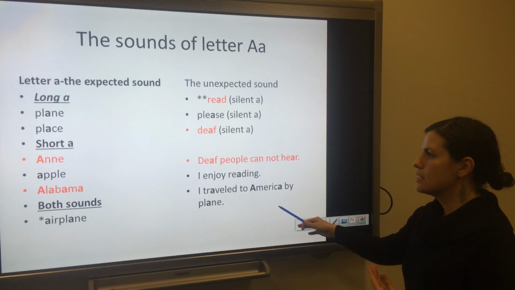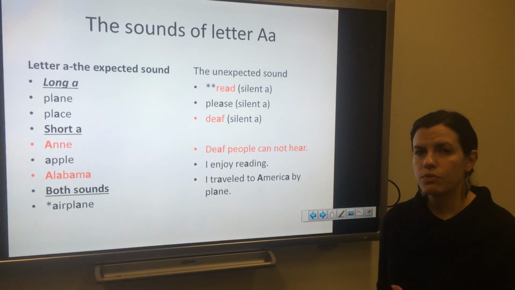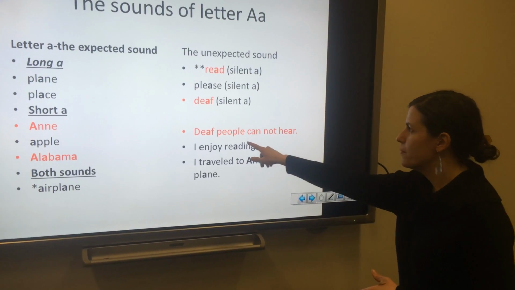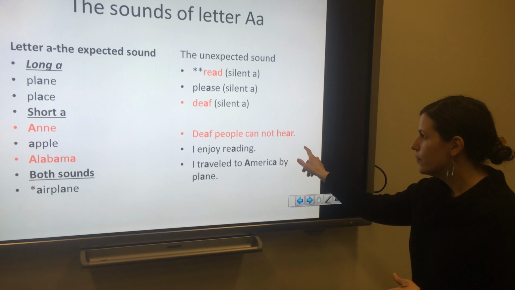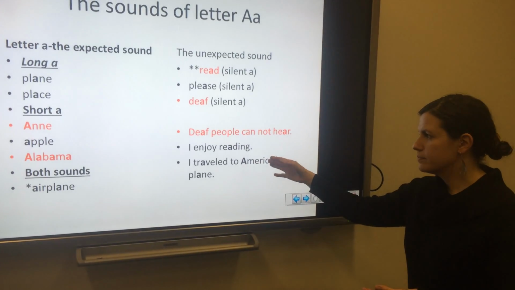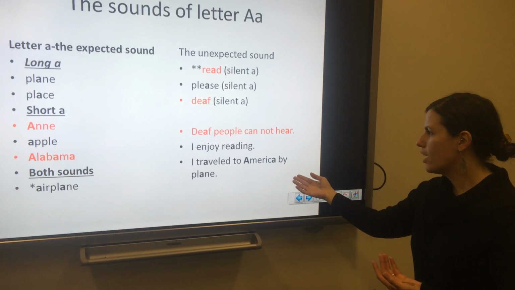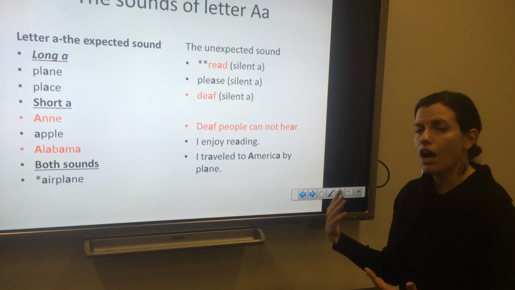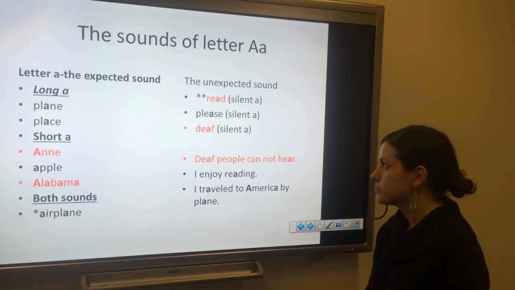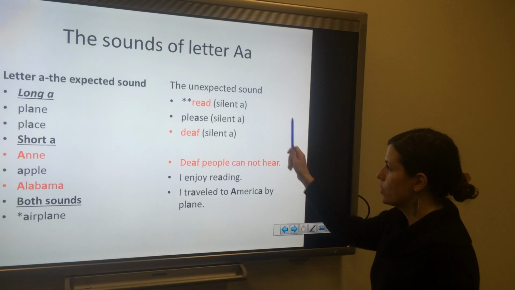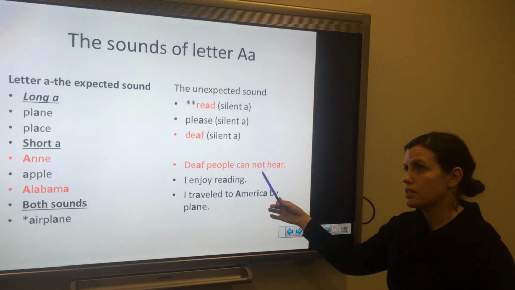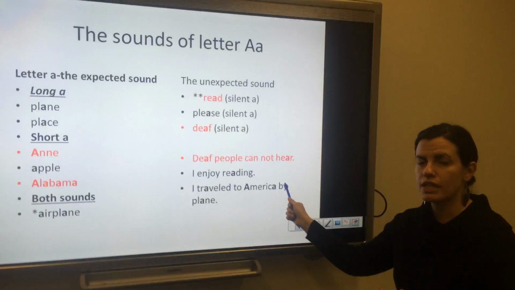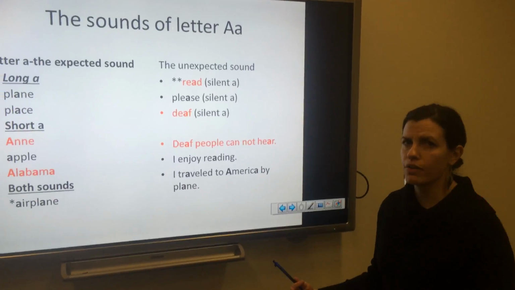And let's take a look at some sentences, because the best way to really remember pronunciation is to use the words in sentences. Deaf people cannot hear. I enjoy reading. I traveled to America by plane. Practice these sentences until you sound almost like I do, okay? And again, read and deaf, they're part of next week's lesson, so they are in red. And all of the sentences contain information that will prepare you for next week's lesson.